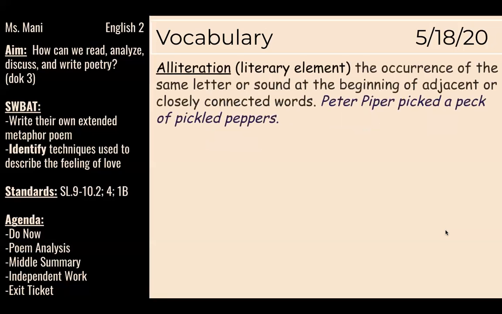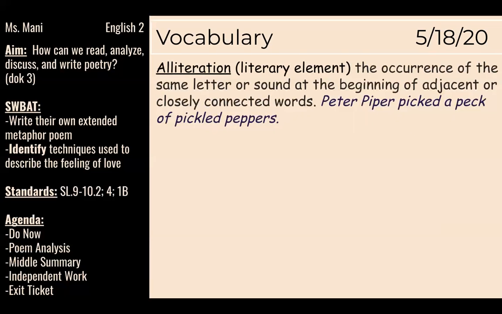For today's vocabulary, again, at any point you can pause the video, and if you have a notebook and you're writing your definitions down, please do. So today we're reviewing alliteration. So alliteration is the occurrence of the same letter or sound at the beginning of adjacent or closely connected words. So adjacent means side by side.